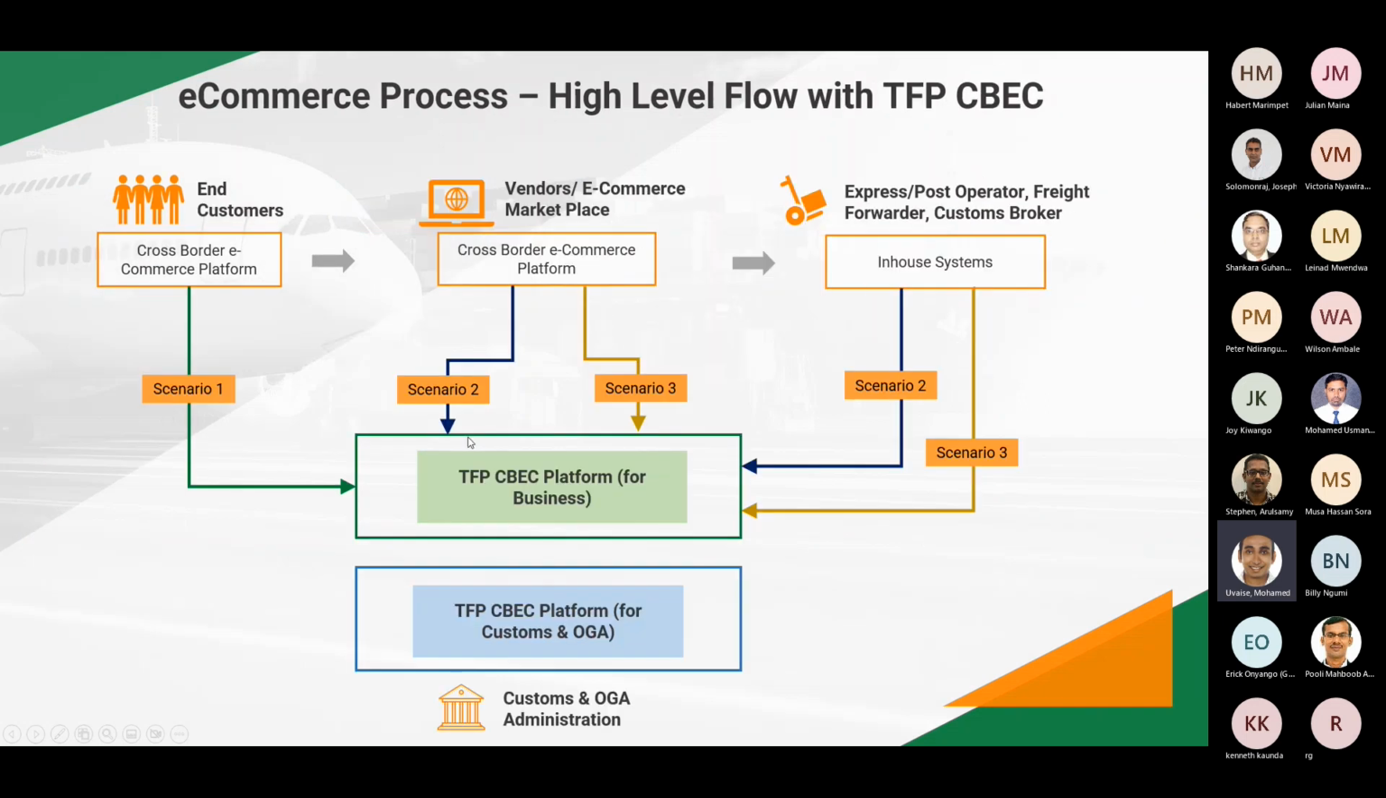So based on this e-commerce process, we see the different stakeholders who could actually interface or interact with the e-commerce solution. So on this slide, you would see the TFP cross-border e-commerce platform, which is for businesses to interact. And then we also have the component for customs and OGAs as well. And then, of course, at the bottom, you have the customs systems itself. And so here you would see there's scenario 1, 2, and 3.